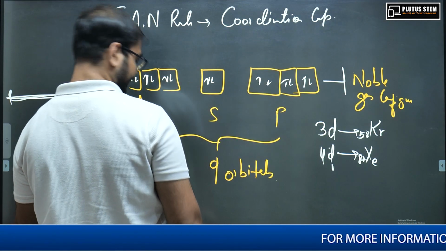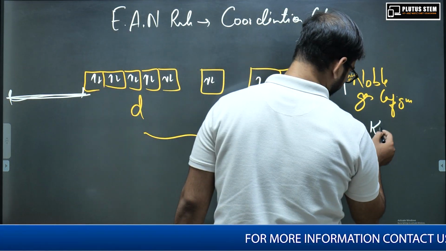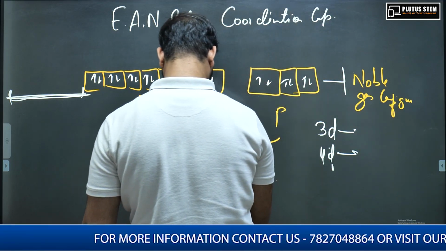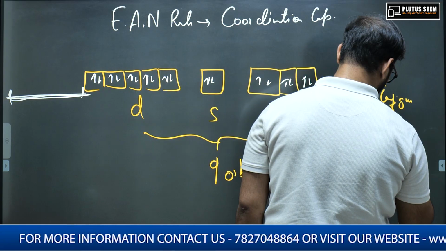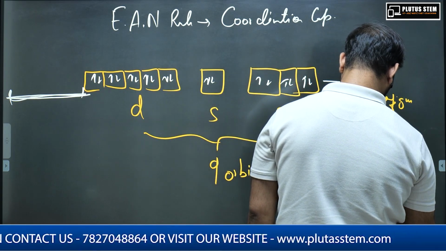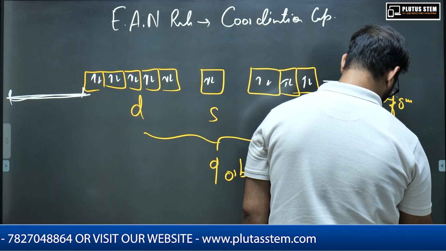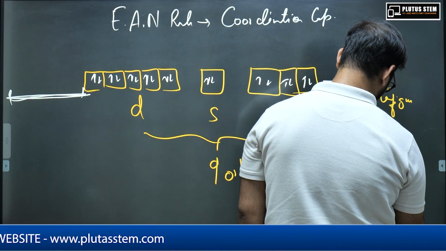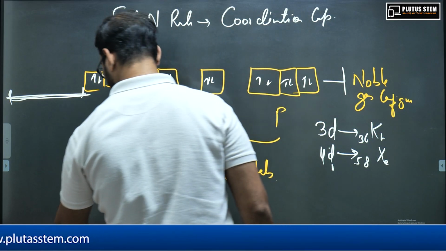Wait, let me correct it. Krypton has an atomic number of 36. That's the correction. Well, xenon has 54.